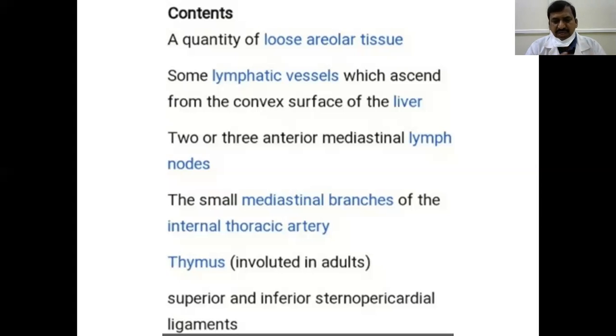In adults there may also be some thymus gland, in fibrous form or as fatty deposition. And the superior and inferior sternopericardial ligaments. Between the pericardium and the sternum there are connections called the sternopericardial ligaments. There are four of them: two superior and two inferior, one on each side. They are also present in the anterior mediastinum. There is no very important structure in the anterior mediastinum; only these structures are present.